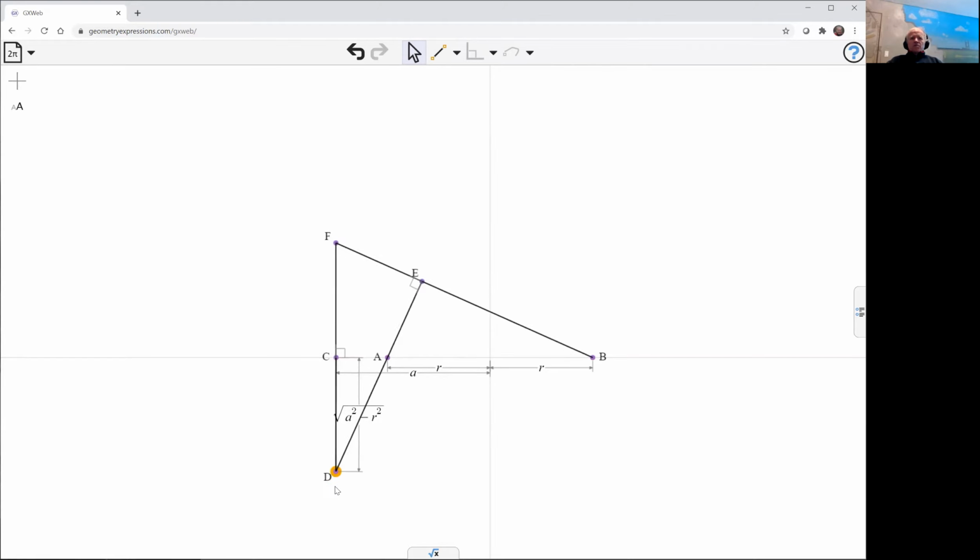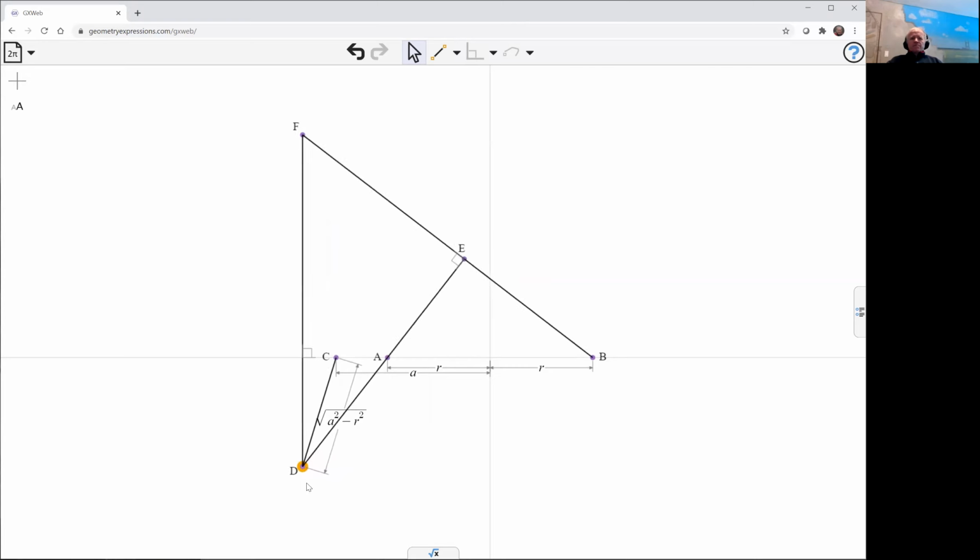Point F goes wandering a long way away. We'll drive it with this angle, this little crank here, angle theta, and point F is what's going to trace out our curve. So there we see our curve.